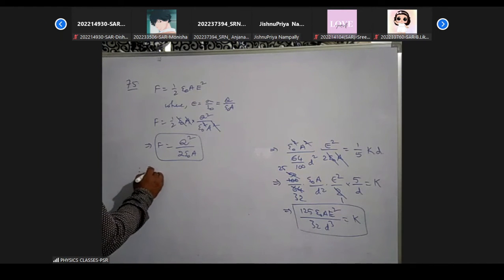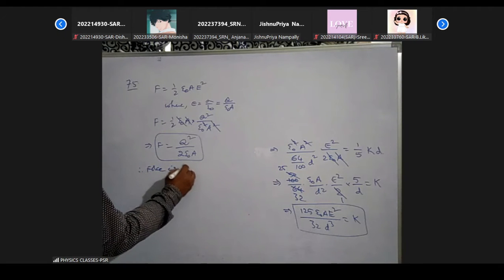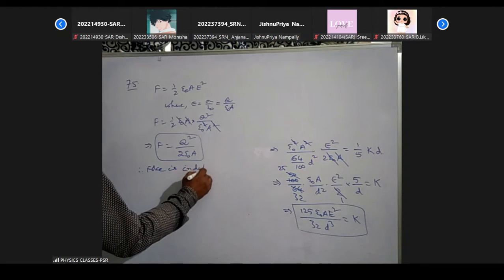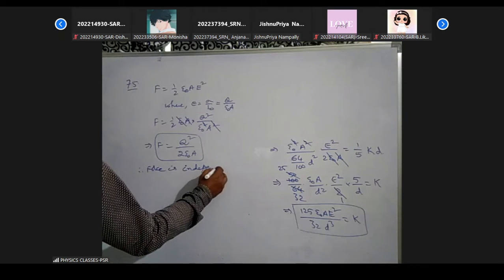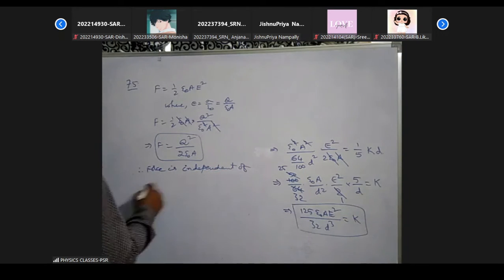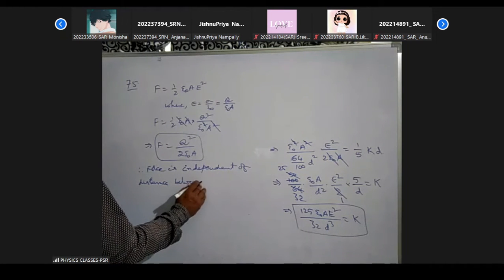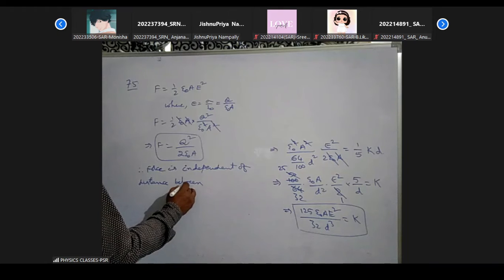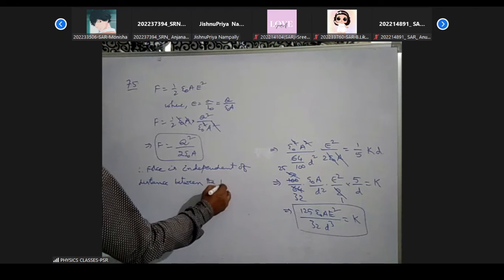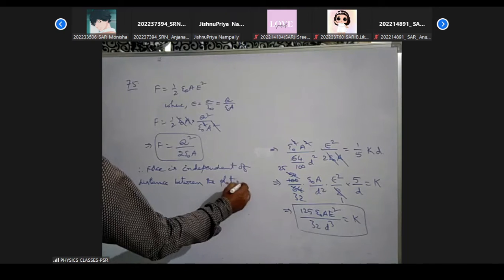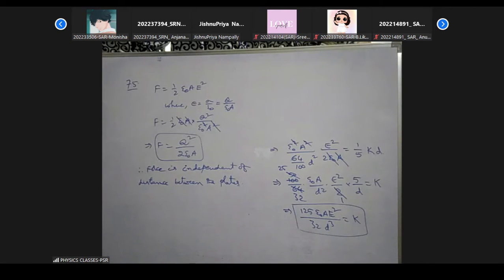Therefore, force is independent of distance between the plates. First option correct.